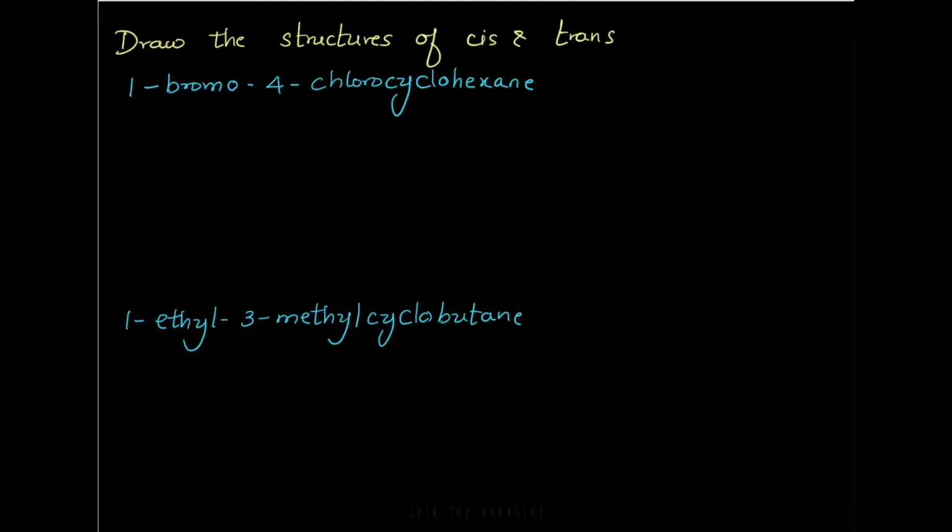Now let's see whether we are able to write down the structures for these compounds. We need to draw the structure of cis and trans 1-bromo-4-chlorocyclohexane. So let's draw the structure of cyclohexane first. This is cyclohexane and 1-bromo-4-chlorocyclohexane. Once you have done this, then you have to draw the cis and the trans configuration.